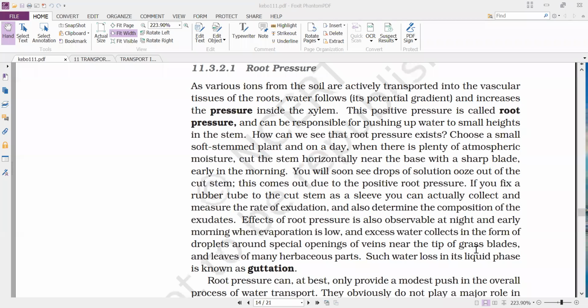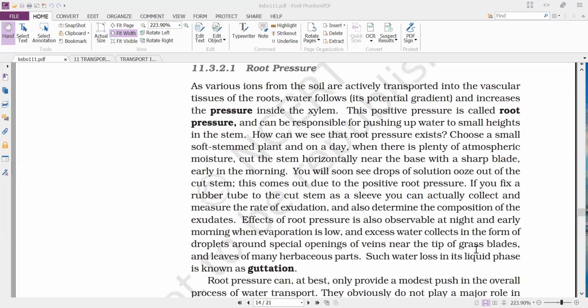through the endings of the veins present in the leaves, where the water droplets are obtained. If the plant loses water in the form of droplets, or in a liquid phase, such a phenomenon we call guttation.